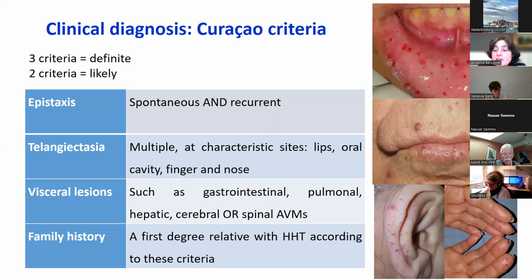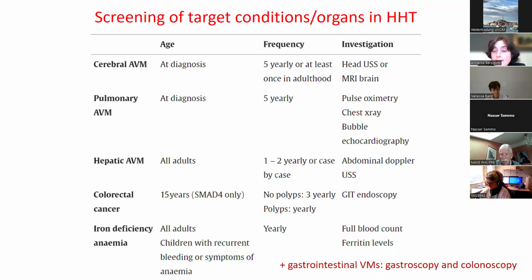We see telangiectasias in the periphery, in the skin and the mucosas. We have epistaxis, that is typically the first manifestation leading to the presentation of patients, and we can have visceral lesions plus a family history. These are the so-called Curaçao criteria. If 3 of these criteria are present, the diagnosis is definite, and if there are 2, it is likely. If less than 2, it is unlikely, and we can rule out the disease.